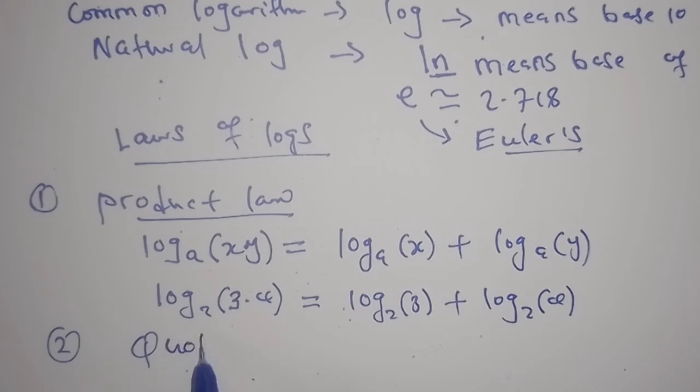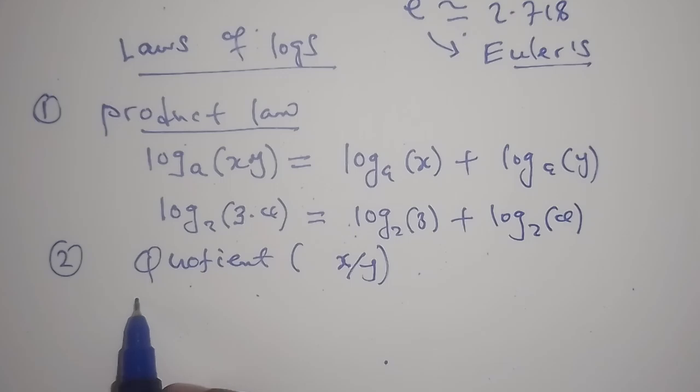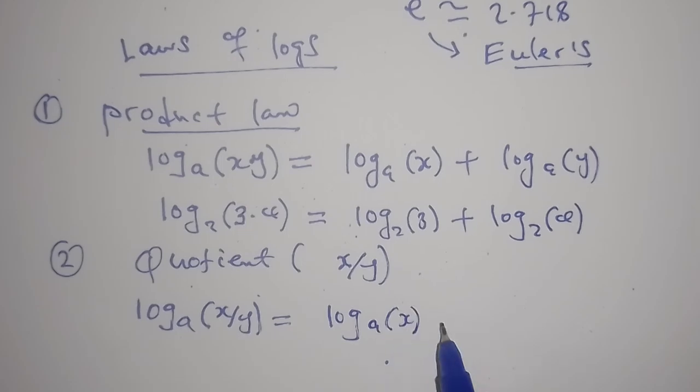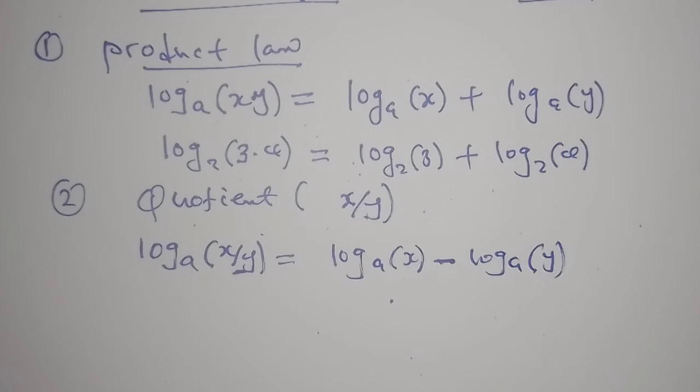And then you also have what is called the quotient law. Now this implies that you are dividing the numbers in the logs. So let's say x by y. So this law is like log a of x by y, and this is going to be log a of x minus, so when you're dividing, simplifying this gives us a minus, log a of y. I'm going to give you an example of that.